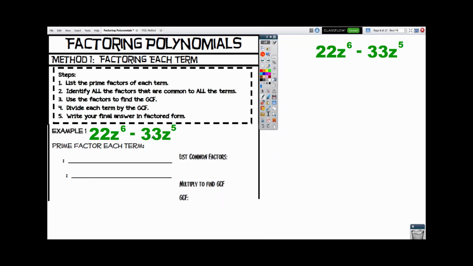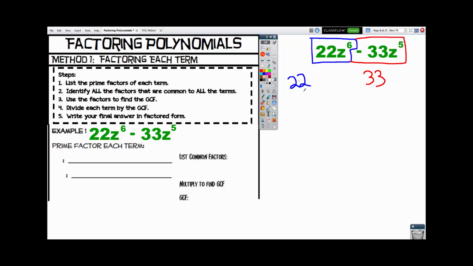Okay. So let's start with listing the prime factors of each term. And once again, we're going to look at these one piece at a time. And we're going to start with the coefficients. So I'll put 22 right here. And our coefficient over here is 33.